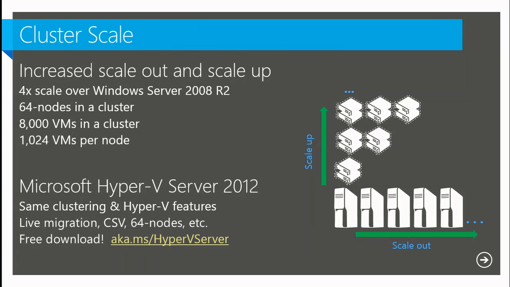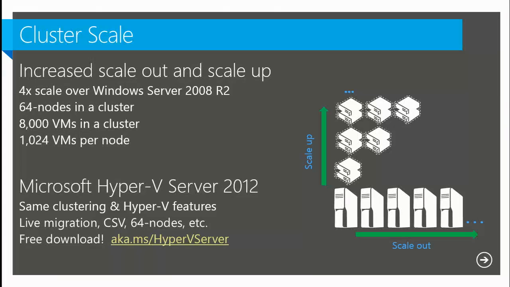Now, one other SKU that I want to briefly talk about is Hyper-V Server 2012. This is an entirely free version of Hyper-V that comes with clustering. What you can do is just go to downloads.microsoft.com and get Hyper-V Server. Our goal with Hyper-V Server was to give people an opportunity to play around with Hyper-V and play around with clustering entirely for free without having to worry about any licensing.